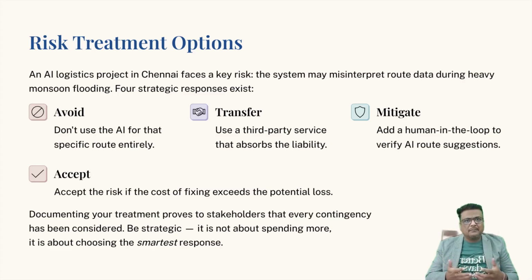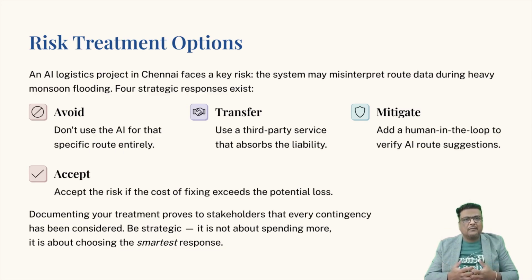You have probably seen managers who try to mitigate every single risk with expensive, over-engineered software, even when avoiding the risk would have been free and more effective. You need to be strategic. It is not about spending more money. It is about choosing the smartest response. When you document these treatments, you are essentially creating a shield for your organization, proving to stakeholders that you have thought through every contingency.